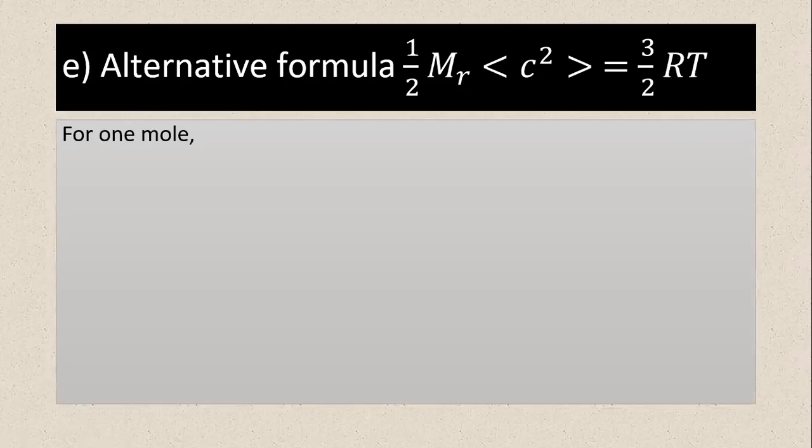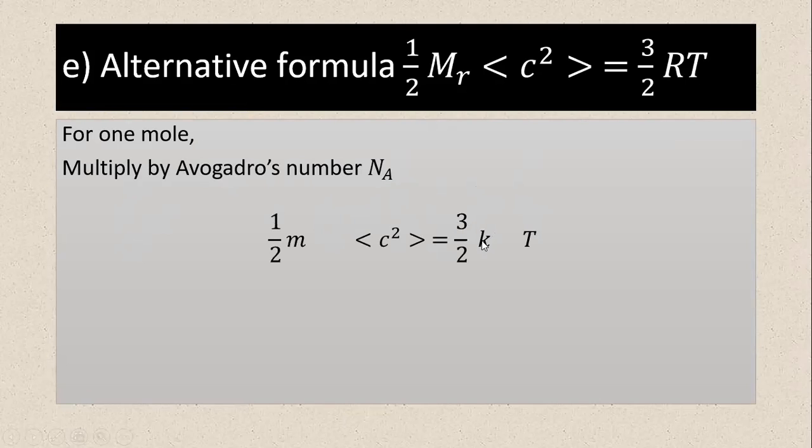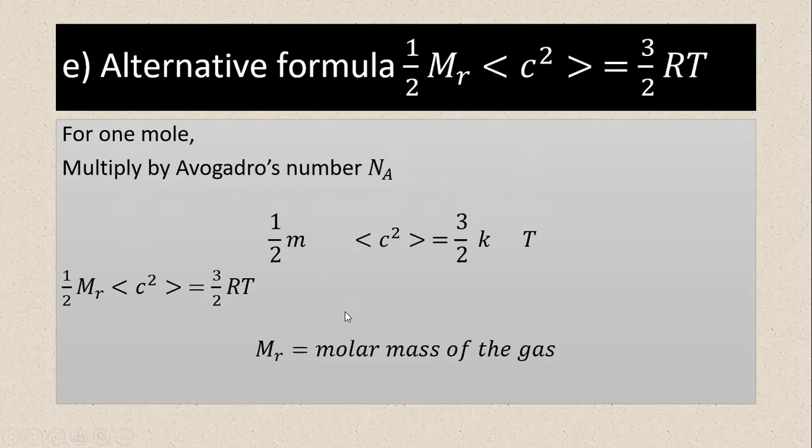Alternative formula for 1 mole. Multiply by Avogadro's number Na on this side and on this side, and you get this formula. Then this one is your Mr, the molar mass of the gas, and this one is just your R. So that's the alternative formula.